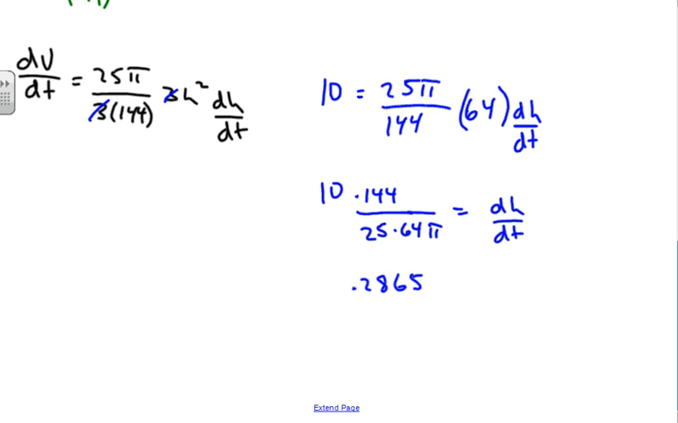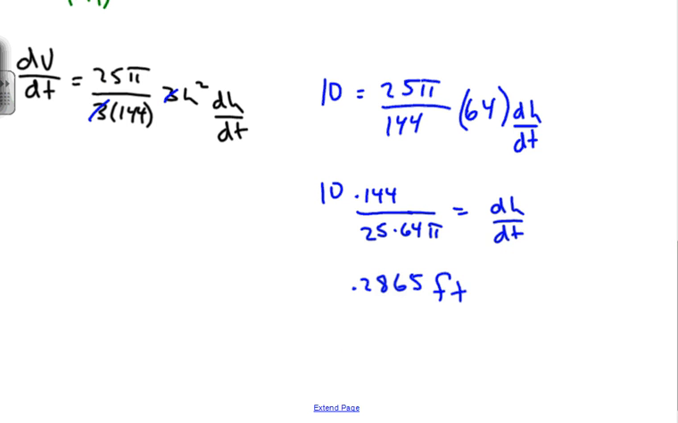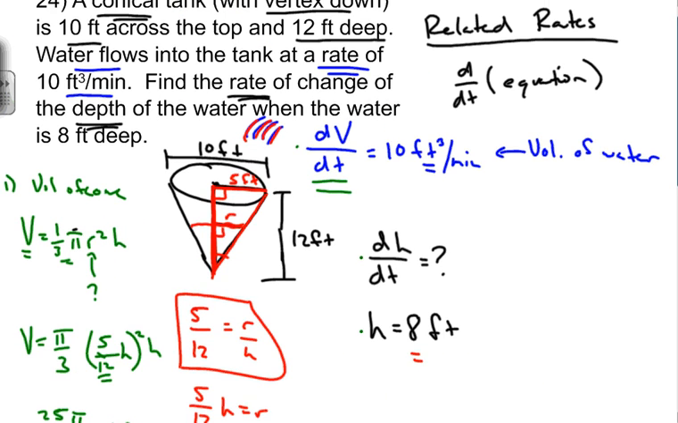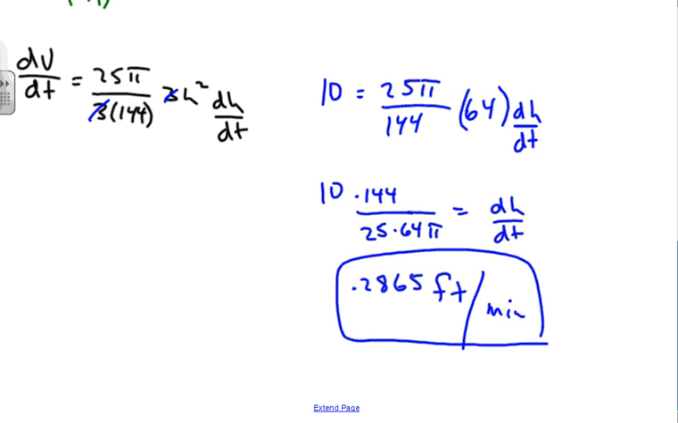And I got 0.2865, and that is going to be in feet per minute. And that is how fast the water level is changing in feet per minute when it is 8 feet deep. All right, so that's what we have.